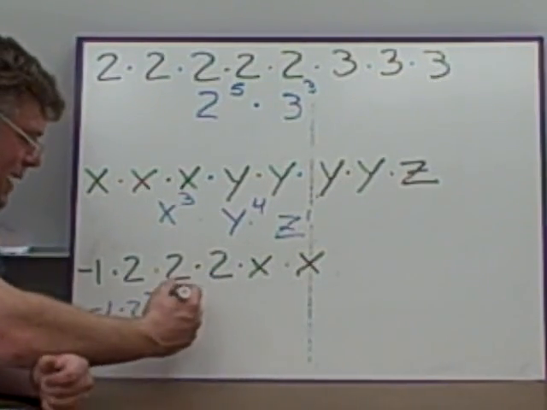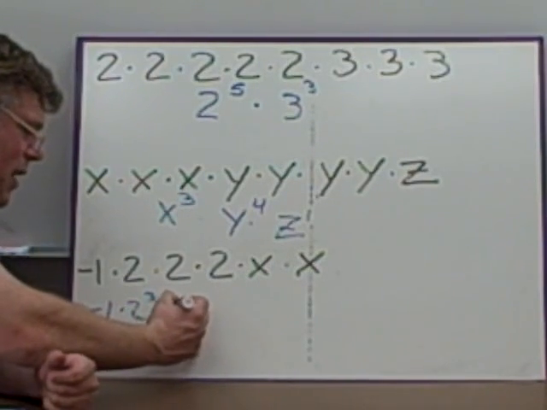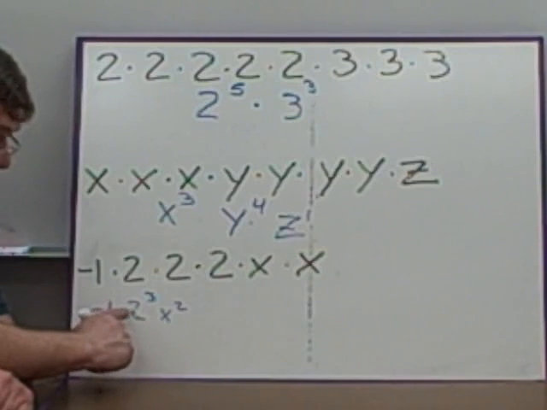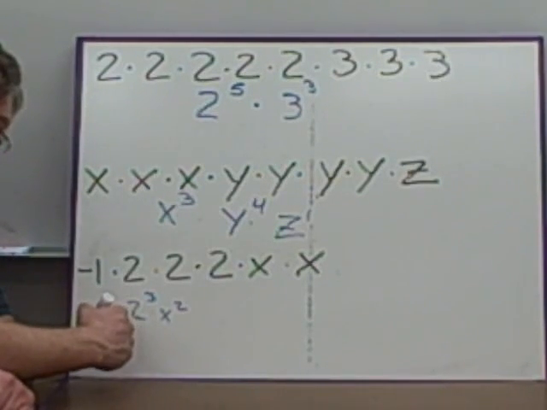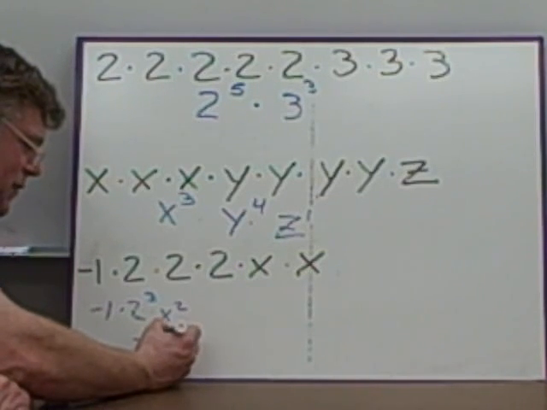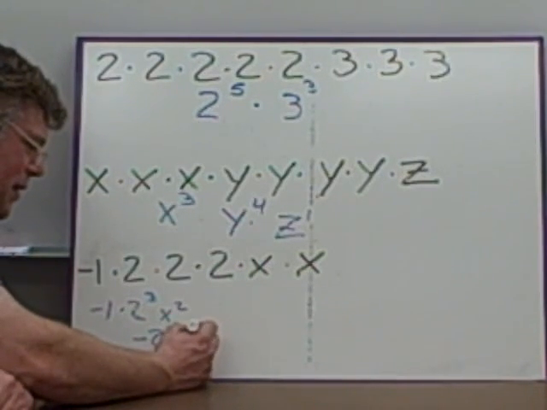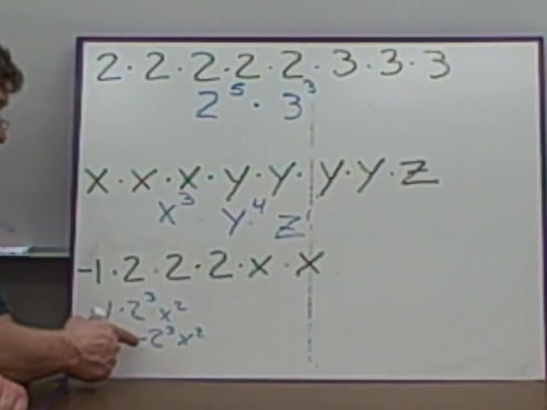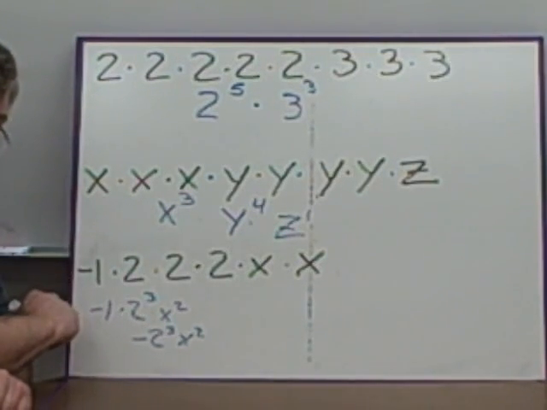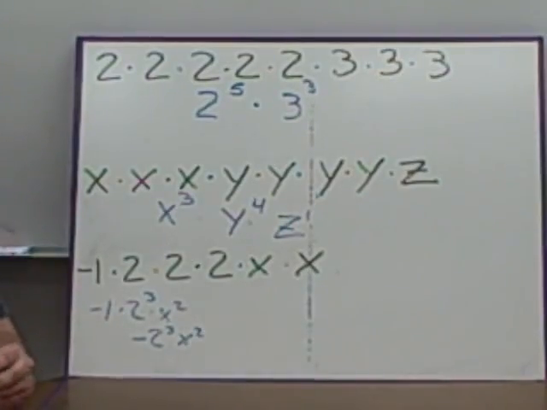And x times x is x squared. Now, when you multiply by -1, everything here is going to stay the same. It's just going to become negative. So you'd actually write this as -2 to the third x squared. This is different from the -2 in parentheses to the third power. We're going to see that in a later screen here.